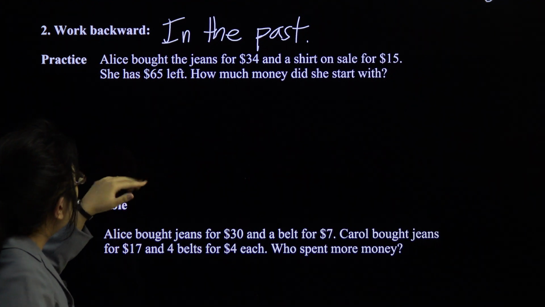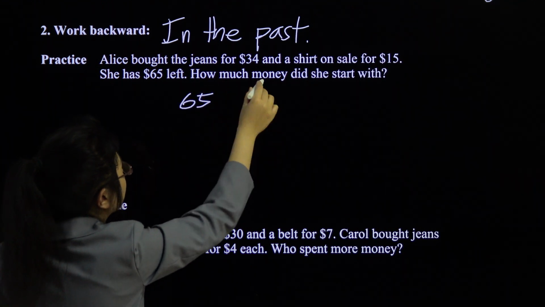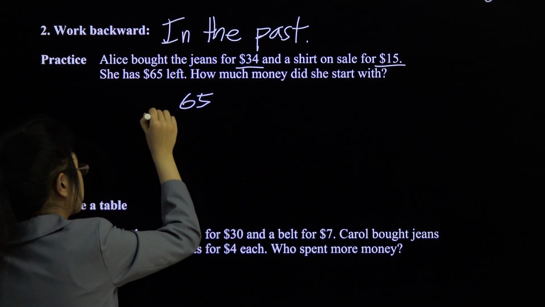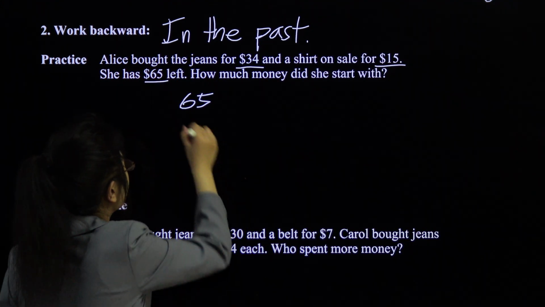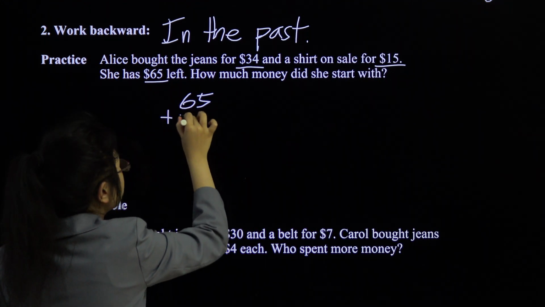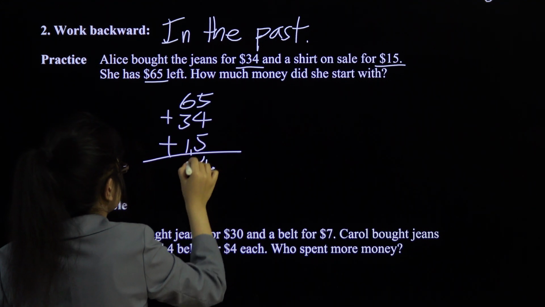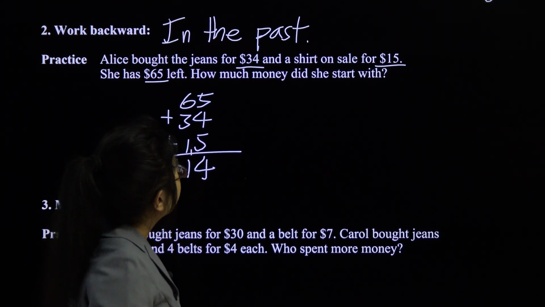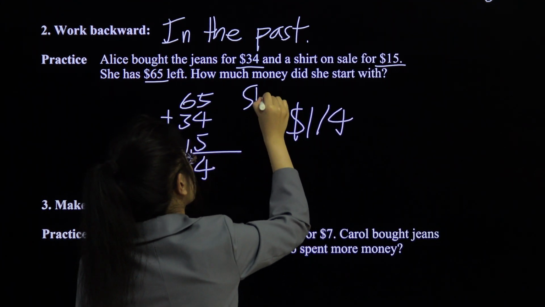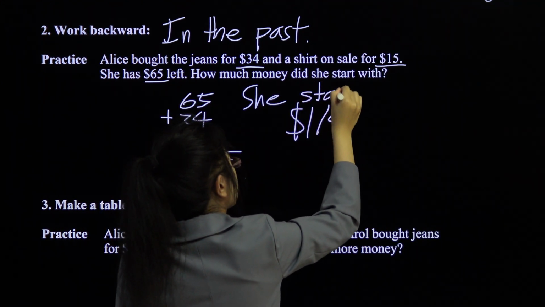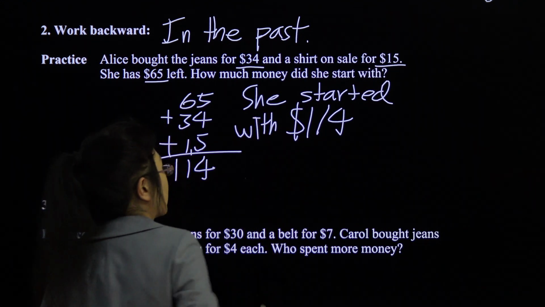Alice bought the jeans, blah, blah, blah. So how would you go about doing this? She spent these two values, which means that if she has this value left, then the original would be the values all added together. And that would be $114. She started with $114.